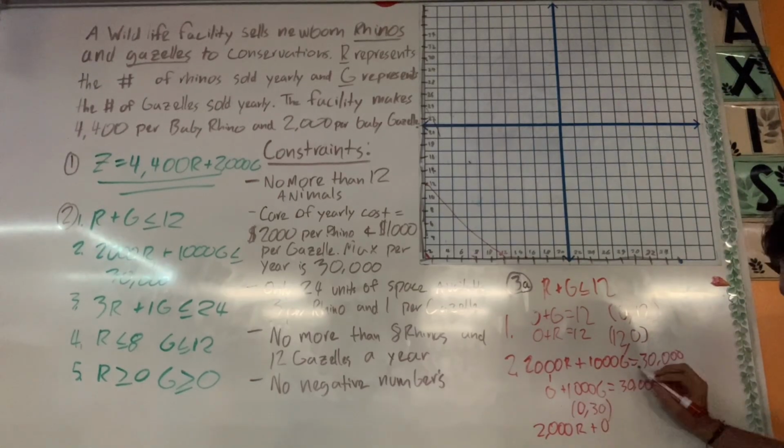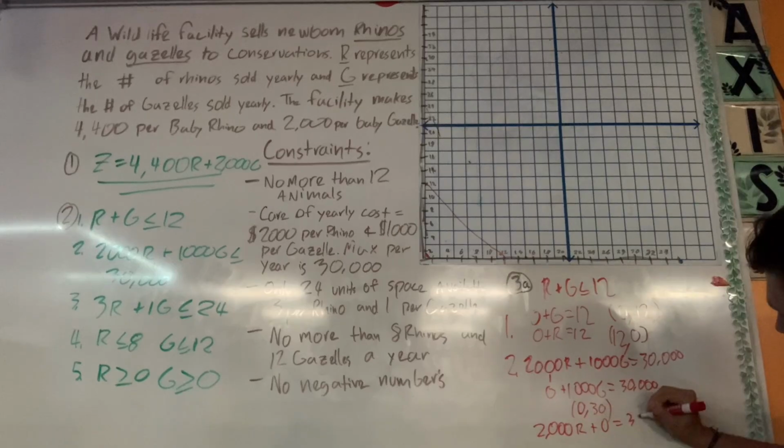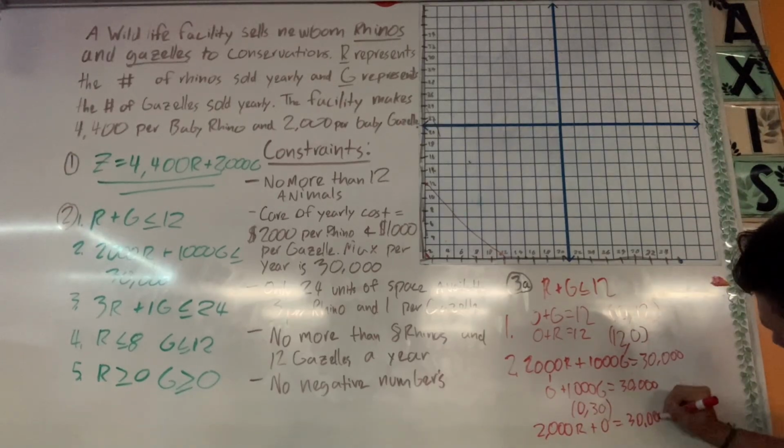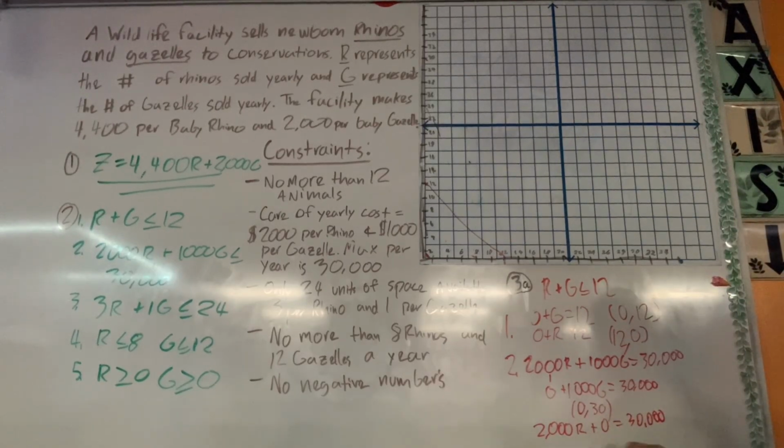Plus 0, since we know that turns 0, equal to 30,000. Alright, and then we can divide 30,000 by 2,000, which is just 15. So that way, when we know G is equal to 0, we'll write that out. When G is equal to 0, R is equal to 15.